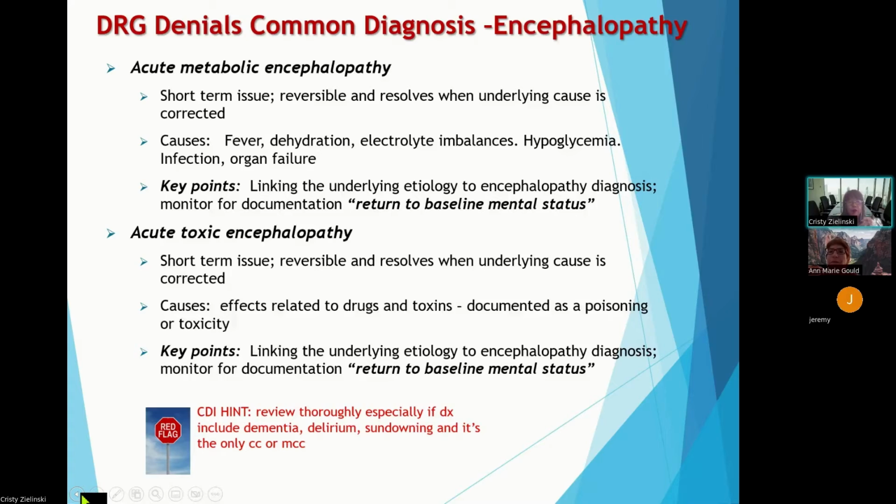And I know coders were telling me when I was still at Memorial that the auditors are denying acute metabolic encephalopathy or acute toxic encephalopathy because this is an MCC. If the patient has dementia or delirium, they said no, it's not the encephalopathy, it's because of the dementia, which is not a CC, unless it is with behavioral changes. But acute metabolic encephalopathy is an MCC. So if they can take that out of the diagnosis, it's better for the government because it's going to be lesser reimbursement. So we just need to be careful about that.